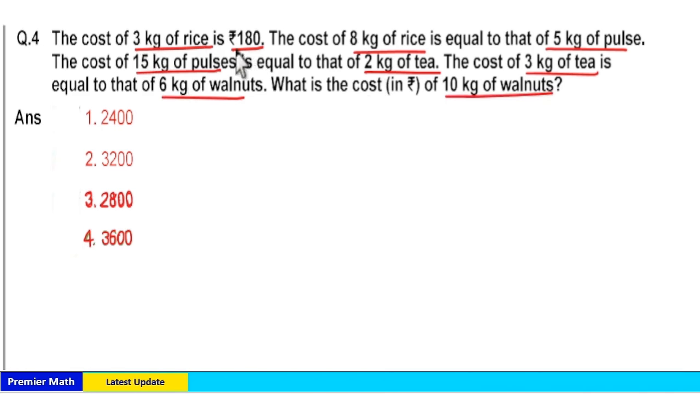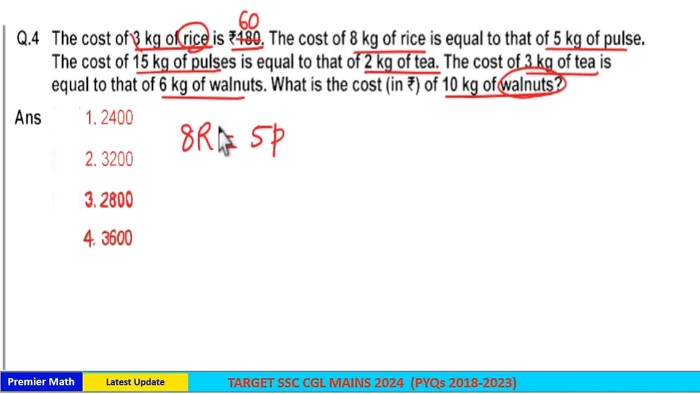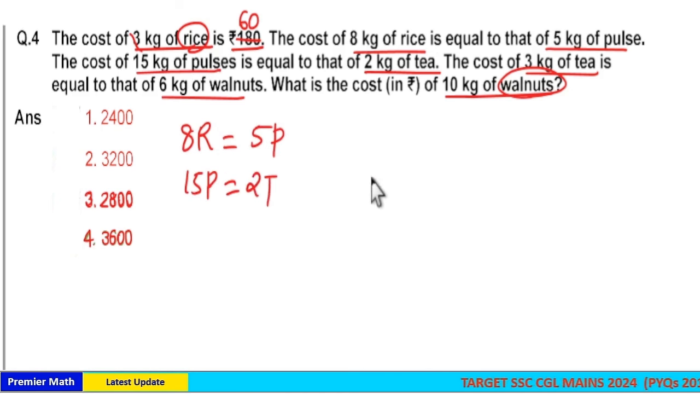Here 3 kg rice costs 180 means 1 kg rice costs 180 by 3, 60 rupees. Now we know the rice price. Then take rice and walnut ratio to find 10 kg walnut price. Here 8 kg rice is equal to that of 5 kilogram pulse, and 15 kilogram pulse is equal to that of 2 kilogram tea, and 3 kilogram tea is equal to that of 6 kilogram walnut.